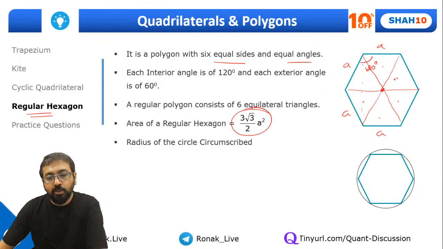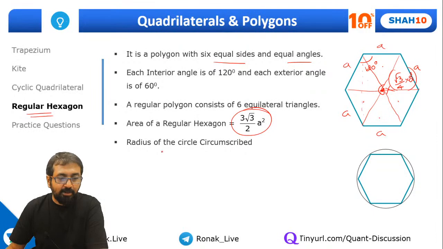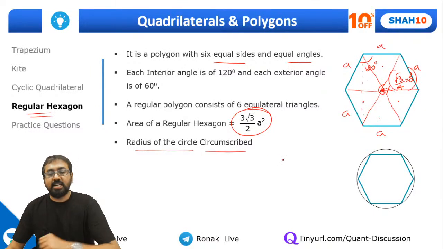So the area of one equilateral triangle with side A is √3/4 times side squared. So the area of the complete hexagon is 6 times this. So what is 6 times this? It's 3√3/2 A squared. Radius of the circumscribed circle, inscribed circle.